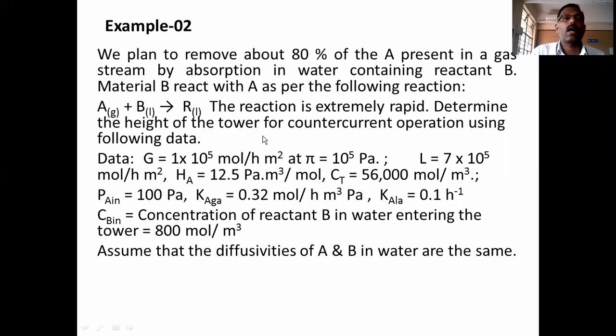Determine the height of the tower for counter current operation using the following data. G is given as 1 into 10 raised to 5 mole per hour per meter square. Pi is 10 raised to 5 Pascal. L is given as 7 into 10 raised to 5 mole per hour per meter square. HA is 12.5. CT is equal to 56,000 mole per meter cube. If density is given, then convert it into CT. PA in is given as 100 Pascal. KGA is 0.32 mole per hour per meter cube Pascal. KLA is given as 0.1 per hour.